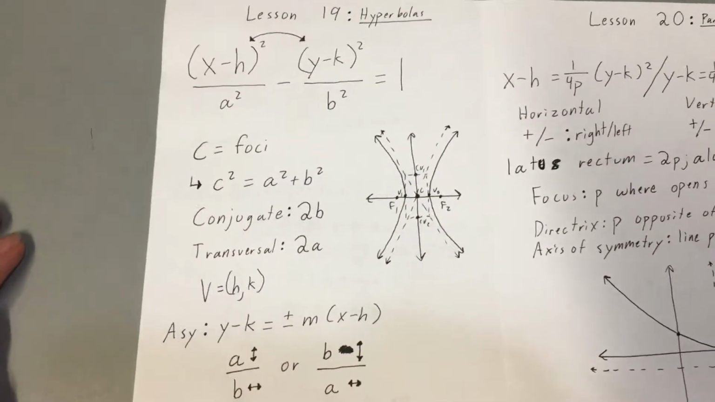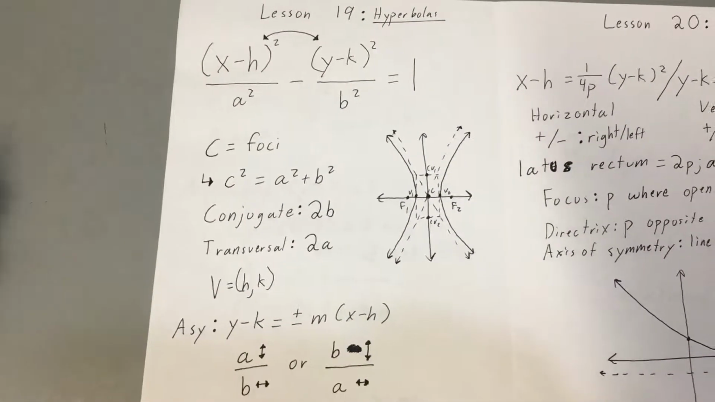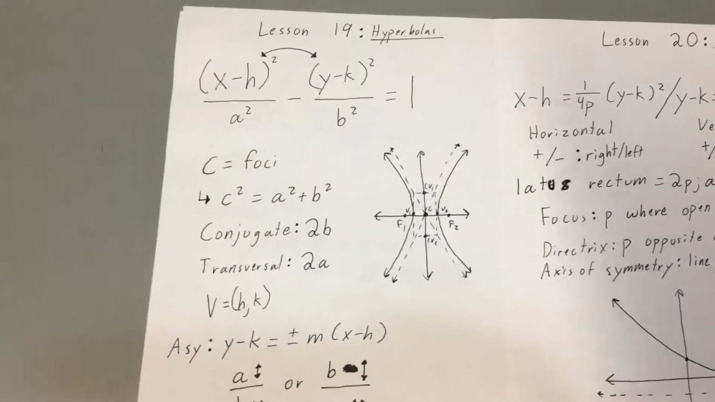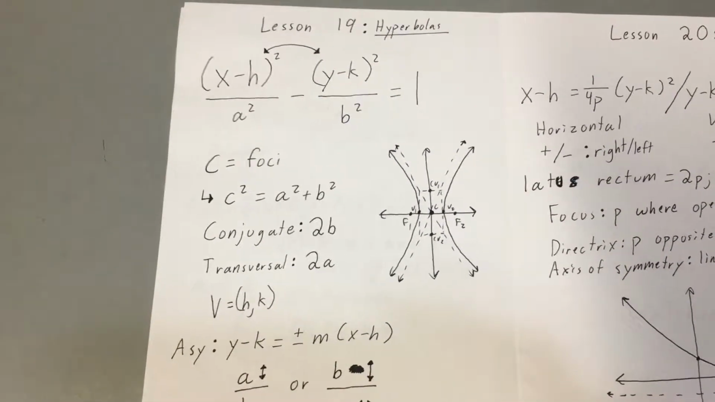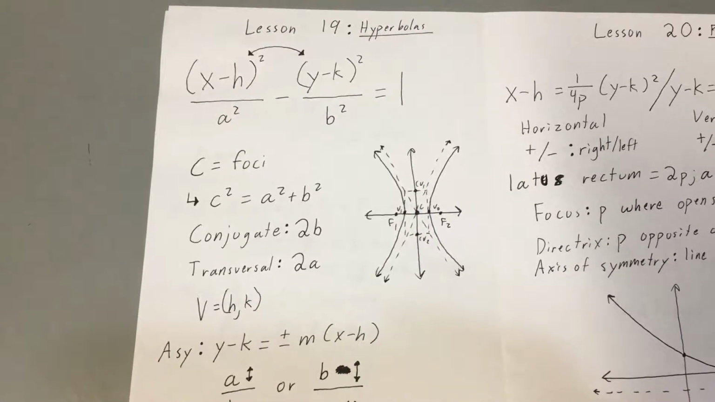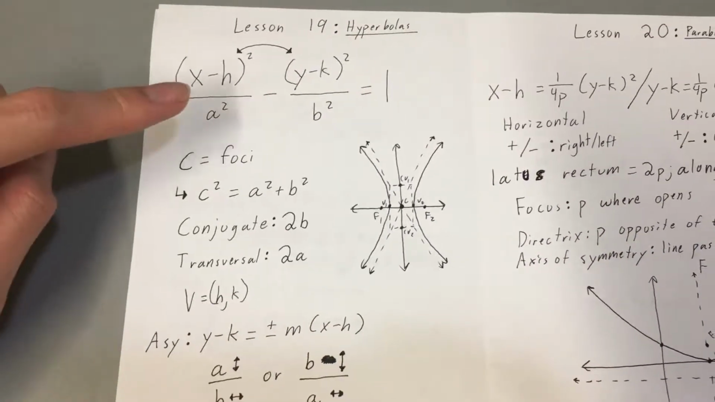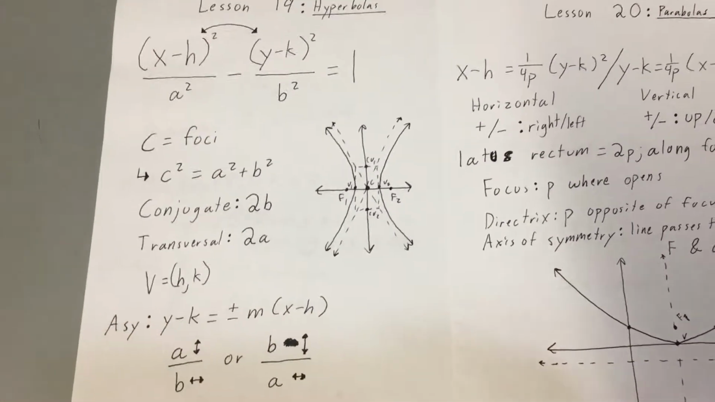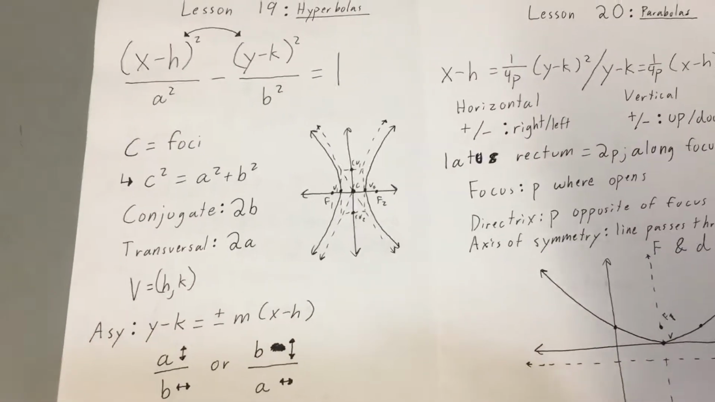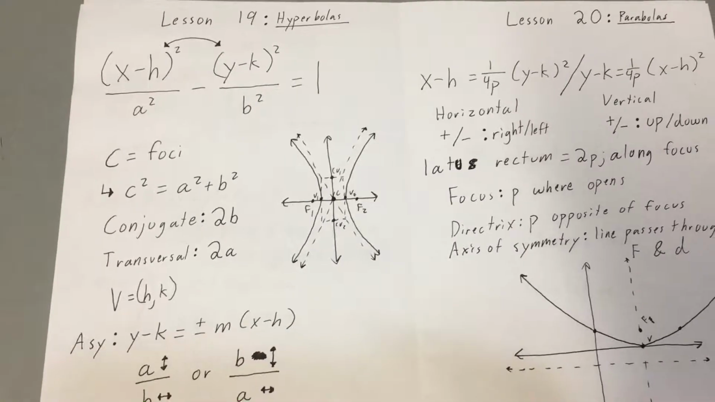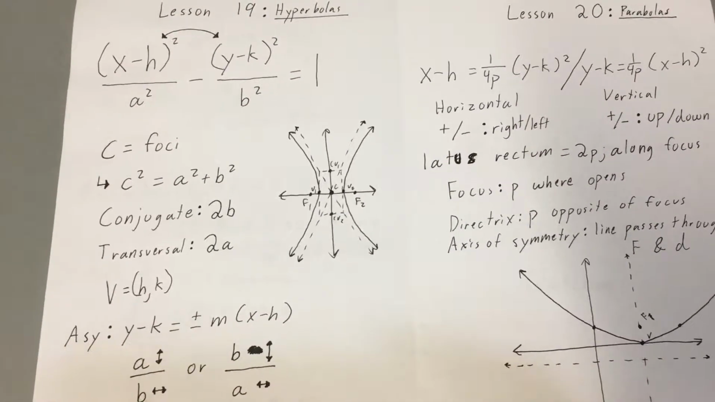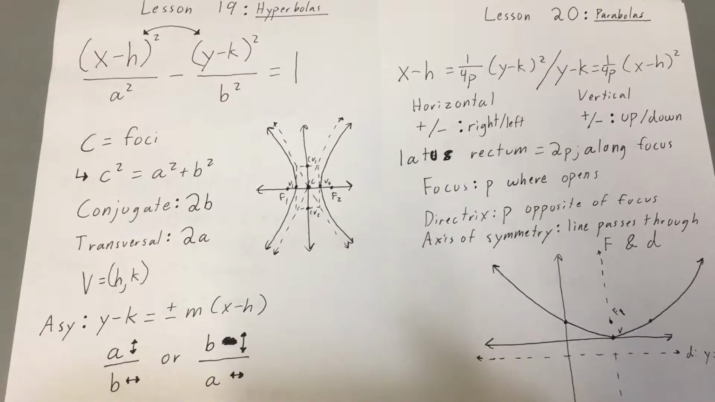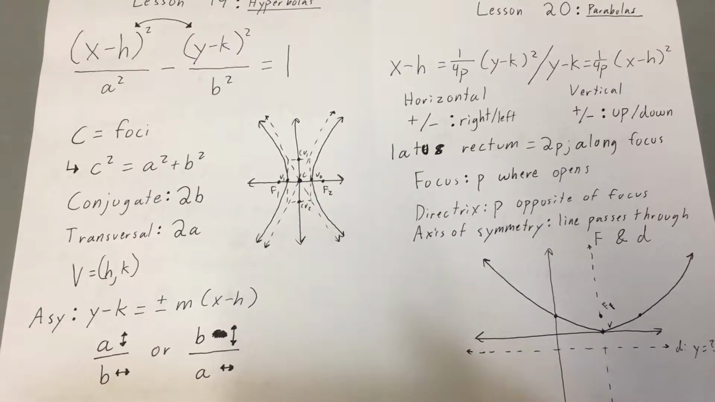Okay, now on to hyperbolas. In hyperbolas, you have the same sort of equation as ellipses, except it's negative, minus. So you have (x - h)²/a² - (y - k)²/b². Now keep in mind, this one you can switch the numerators, and a² is not always the larger number. And in this one, c is still the foci. And in order to figure out the foci, you use c² = a² + b². And the conjugate axis is going to be 2b, and the transverse axis 2a, and the vertex is going to be (h, k).